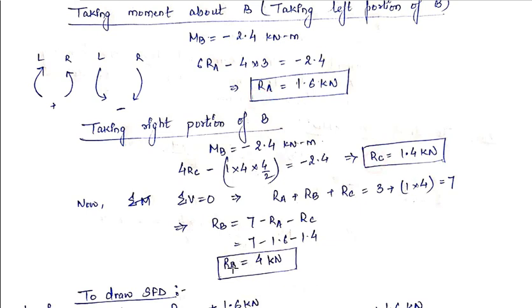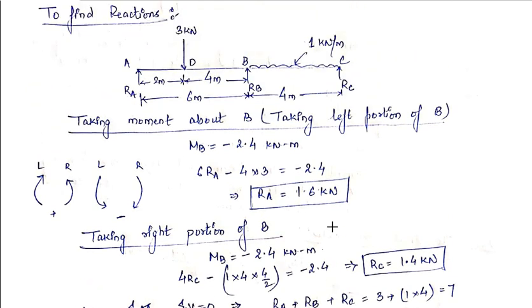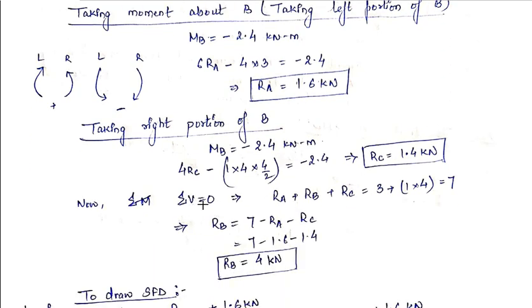Now we have to find the value of the reaction at point B. If you see this beam, we can take the summation of all the vertical forces equal to 0. So total upward force is equal to total downward force. Total upward forces are RA plus RB plus RC, and this will be equal to the total downward force. The total downward force is 3 plus the UDL, converting this UDL into 1 into 4, so 3 plus 4, that is 7. So summation of vertical forces equal to 0 gives RA plus RB plus RC equal to 7. We already know the values of RA and RC, so put those values in, and we will get the value of RB, which is 4 kilonewton.